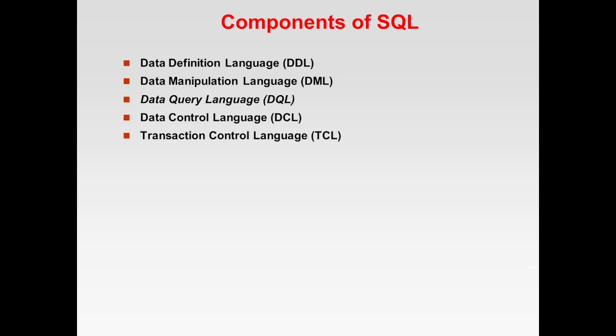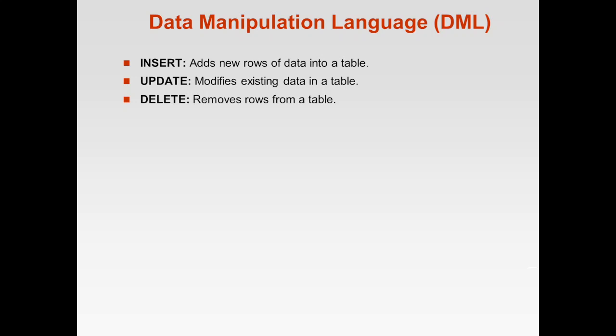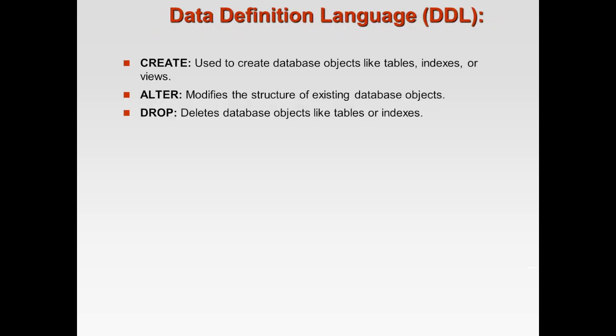Let's talk about each individually and see what commands come under those languages. Let's start with DDL. In DDL we have three important commands: create, alter, drop. Whenever you want to create an object like a table, index, view or stored procedure, you need to use the command create. Once the object has been created and you want to change the definition, you need to use the command alter. Once the alteration is done and you think your work is done and you want to remove it, you have the command drop, which basically deletes the object from the system.